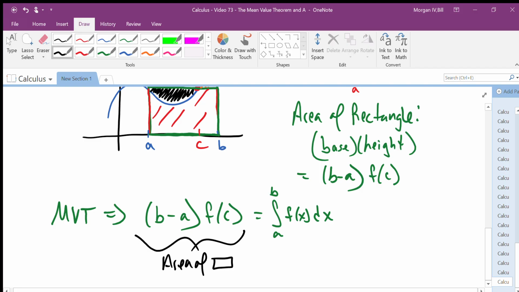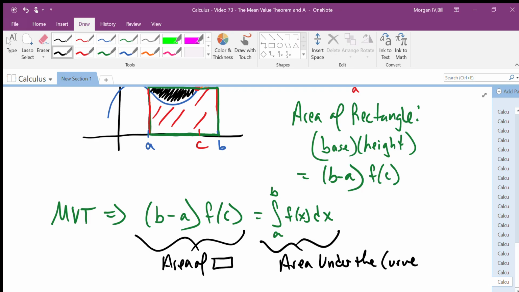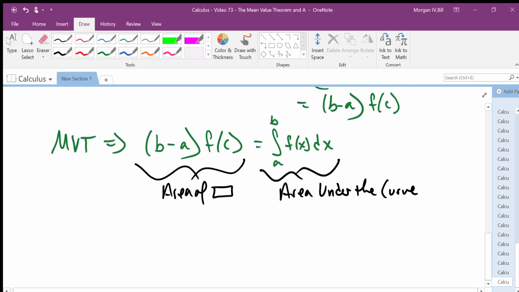The area of the rectangle, the area under the curve. A rectangle can be created so that the area of that rectangle is equal to the area under the curve. Okay, let's go ahead and write out the mean value theorem a little more mathematically here.